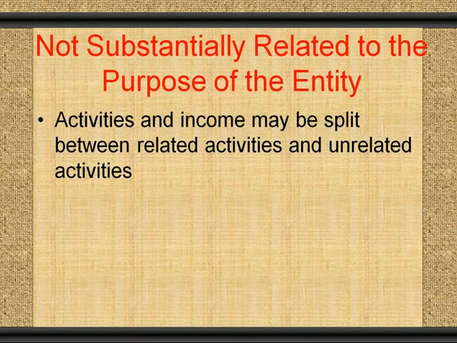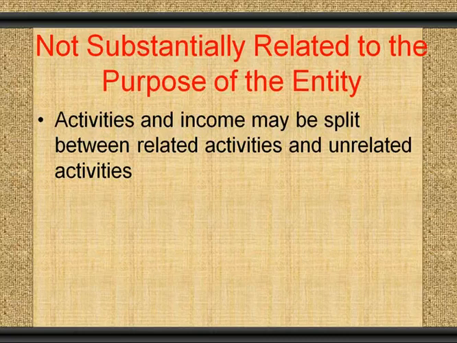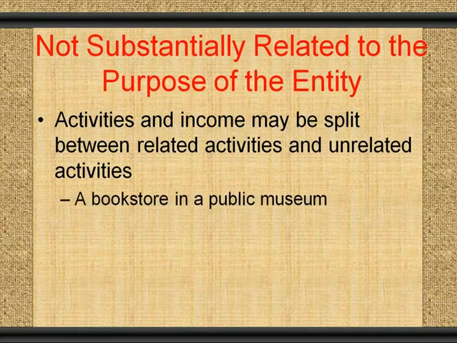Activities and income can be split between related activities and not. For example, if you have a museum that has a gift shop and it's selling copies of the items from the museum, it's educational, that fits the purpose, but it's also selling widgets or gadgets, other things, postcards or sodas and things like that. That is unrelated business. That has nothing to do with its purpose as a museum. Those sales will be taxed.